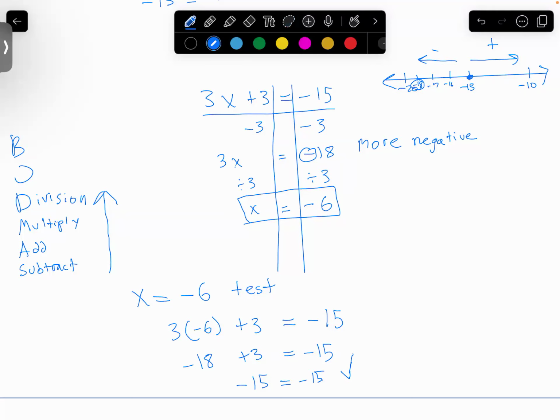So in the testing, we are already at negative 18, and we are adding 3. So that would move this way, and then we get to negative 15. So does this make more sense?